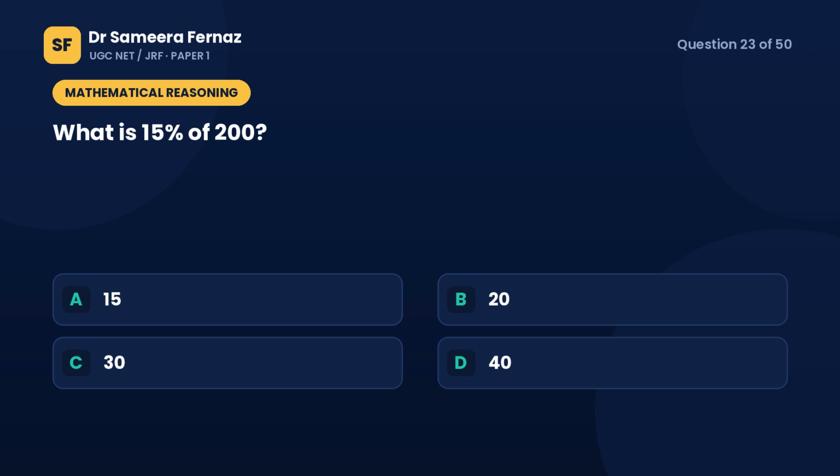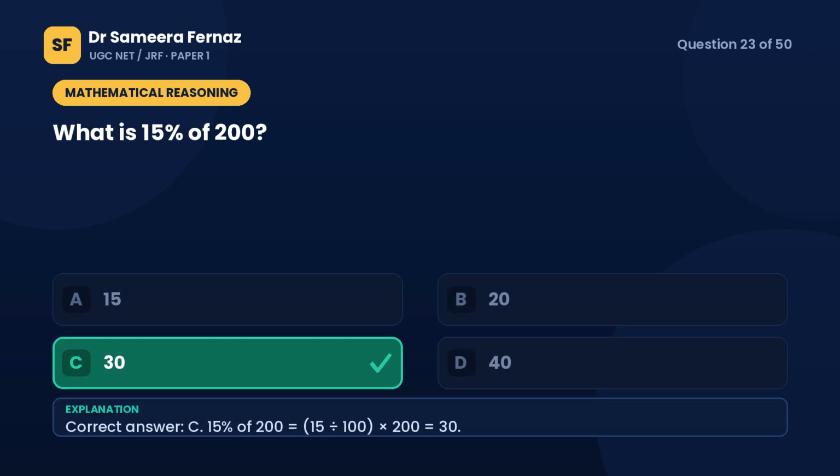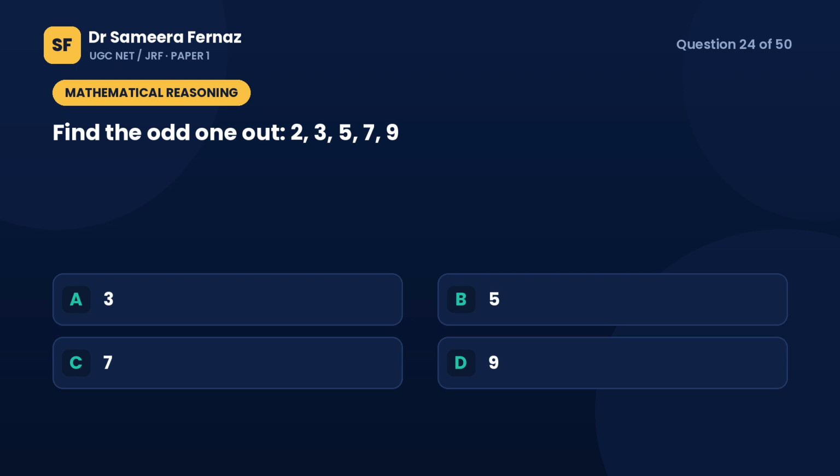Question number 22, Mathematical reasoning. 5 numbers average 20. What is their total? So the answer is option A, 100. Just multiply the average by how many numbers, 20 times 5.